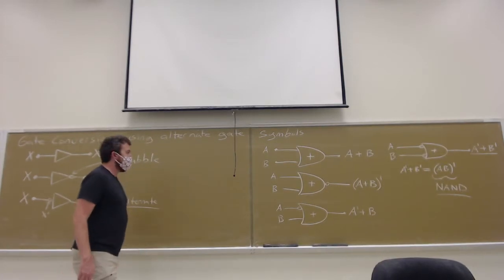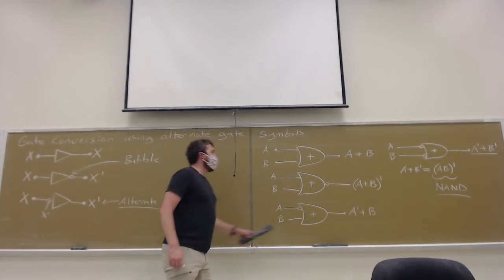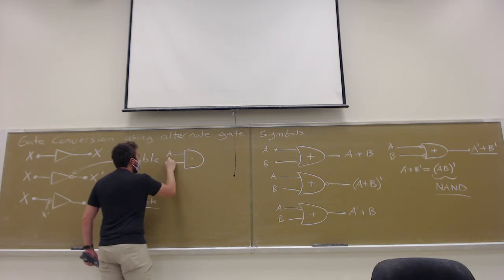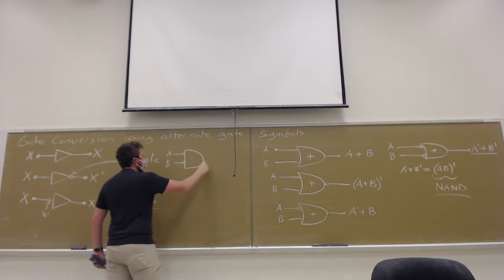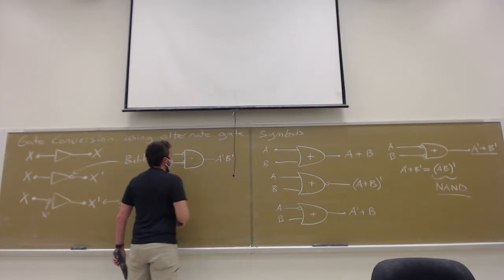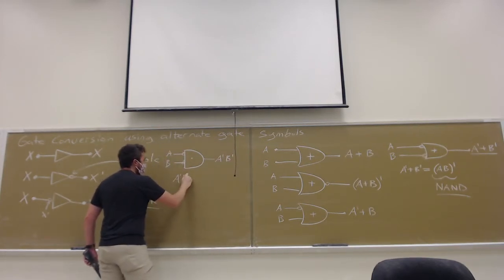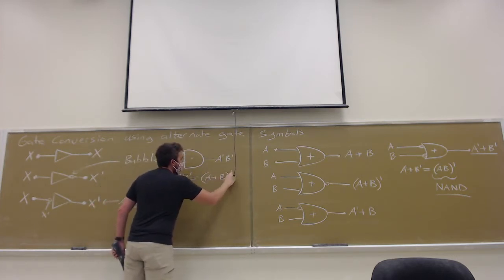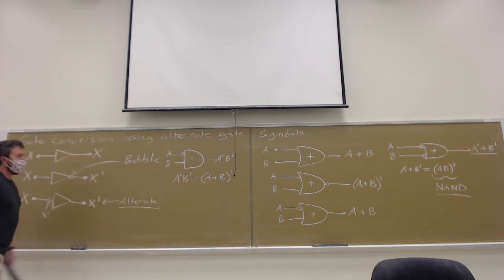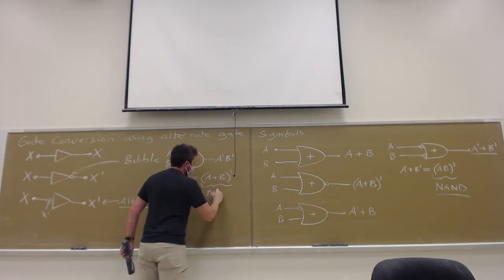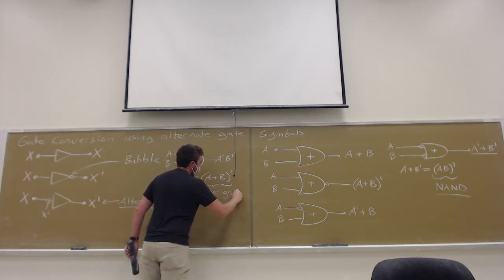Does that make sense? Same thing works for AND gates. We'll skip straight to the end here. We have A and B, and then we put bubbles on the inputs. Well, then we're going to have A prime and B prime. And we remember from De Morgan's theorem that A prime and B prime is equal to (A or B) prime. Which is an OR gate.